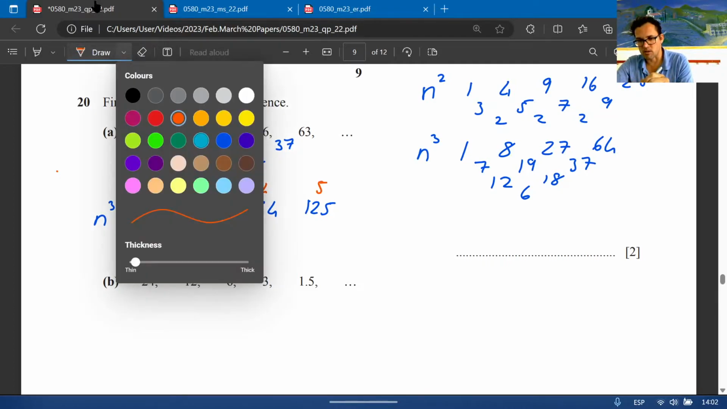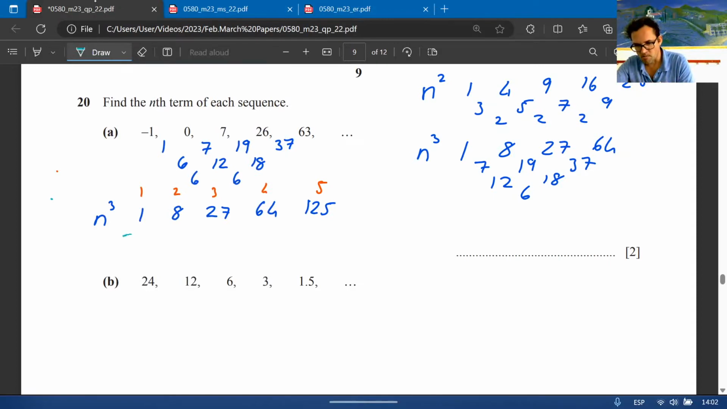Now let's look at the sequence we have: minus 1, 0, 7, 26, and 63. So some slight differences here.